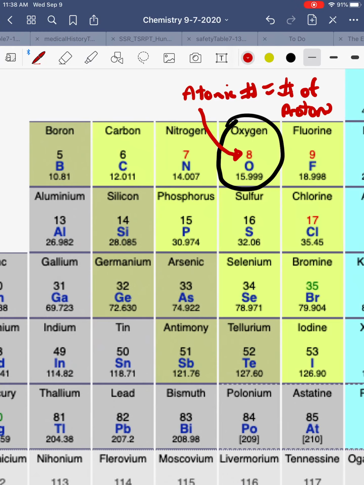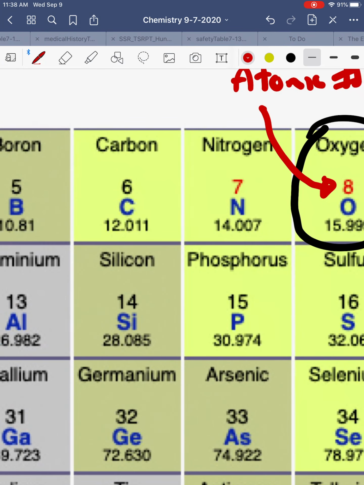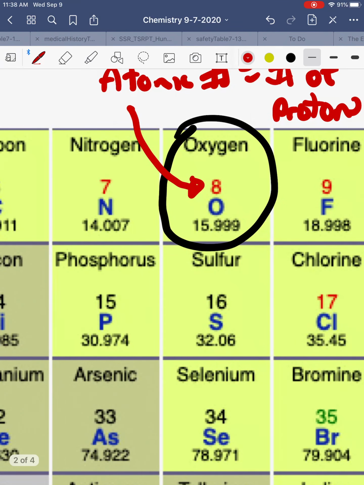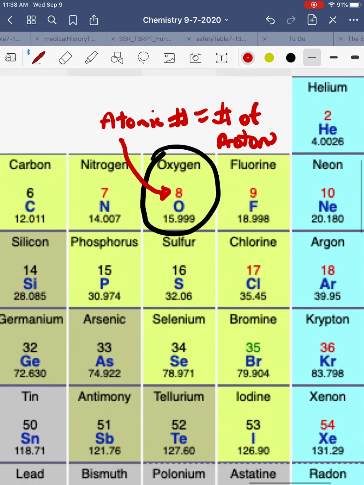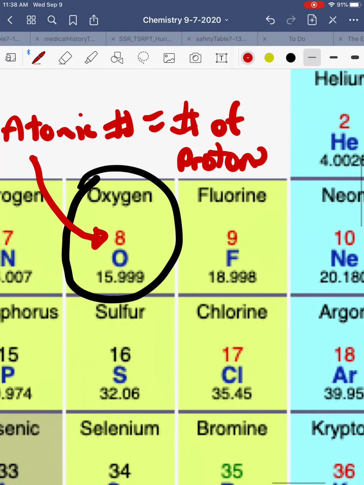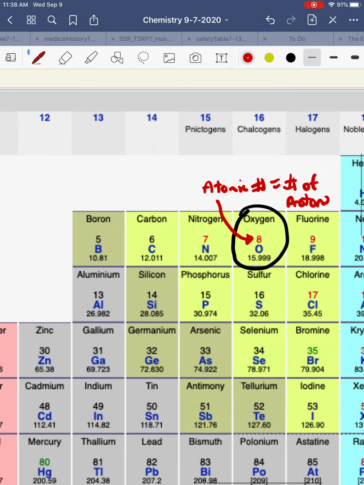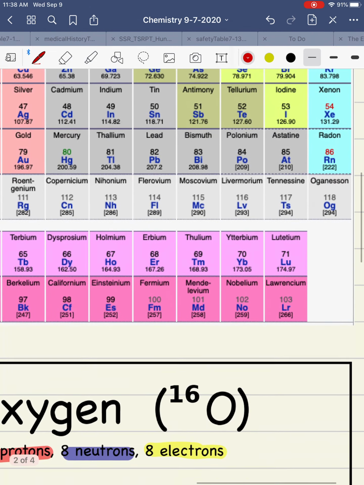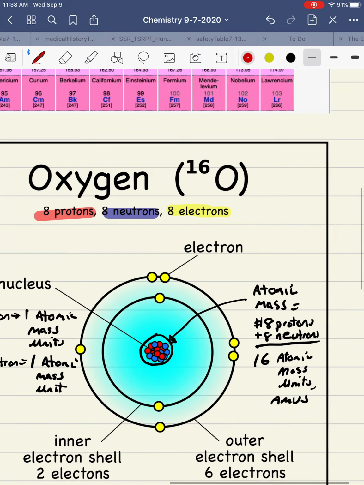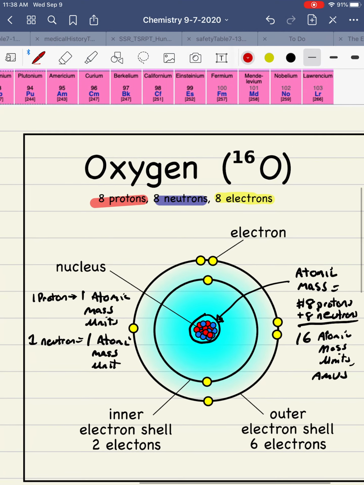So the number of protons in an element will always define the atomic number, which will of course define the element. In other words, nitrogen will always have 7 protons. Oxygen will always have 8 protons. Fluorine will always have 9 protons. That's a set rule. The neutrons can be slightly different, and we're going to talk about more of this in the next video.